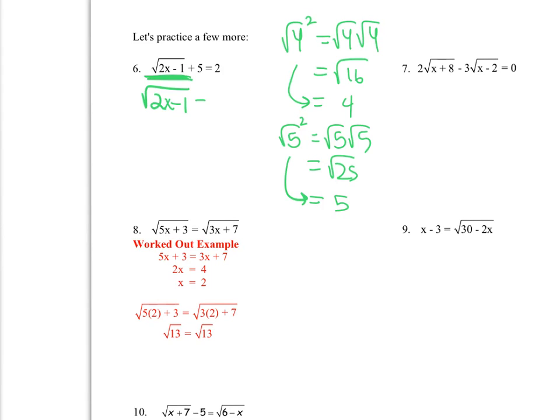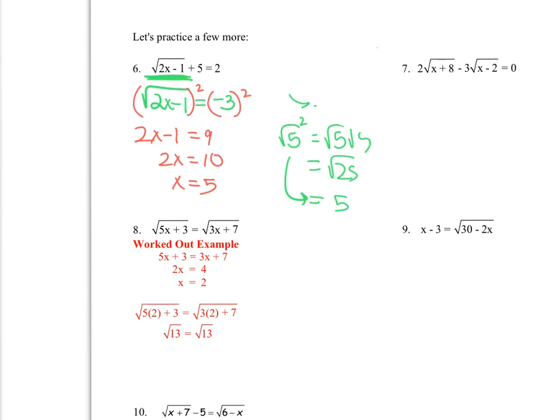So what we're going to do is subtract 5, and we get square root of 2x minus 1 equals -3. At this point, because we're alone, we're going to square that. You get 2x minus 1 equals 9. You solve this like a simple algebra problem, and you get x equals 5, okay? You cannot just say, okay, that's my answer, I'm good to go. You have to check it, okay?